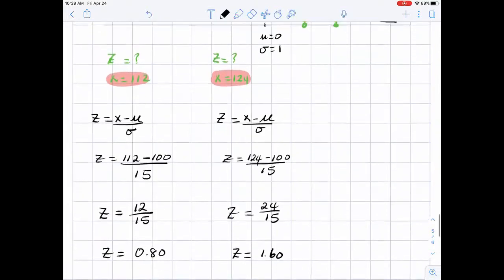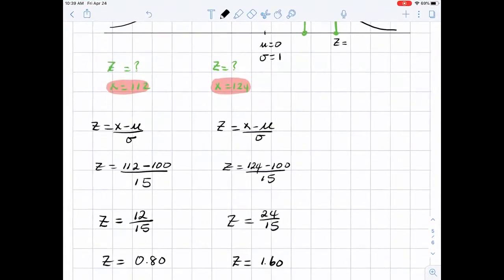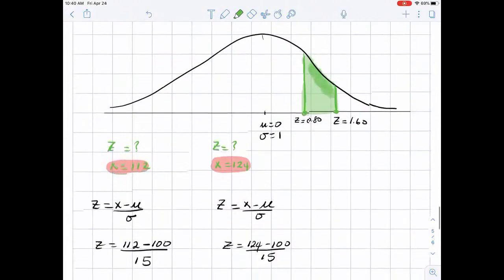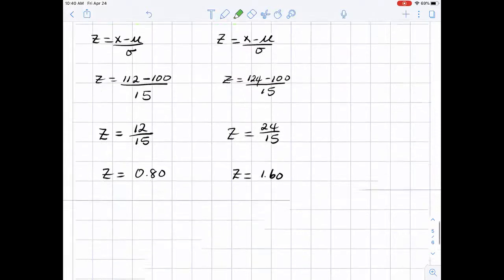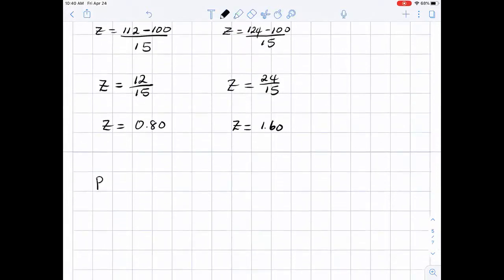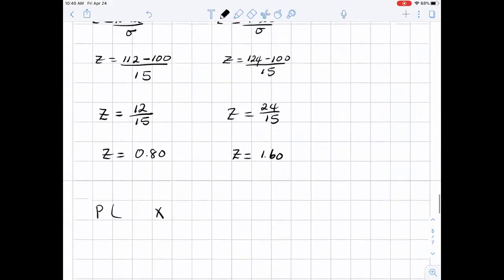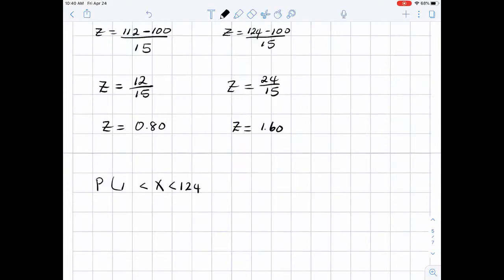So the values we've obtained now, this value here, z is equal to 1.60. This value here, z is equal to 0.80. And don't forget, we want, let's change color, this area here. So you guys should be now experts at finding that area, because last class we showed how to find area of a portion. So what do we have? Right now we know that you were given probability of x between 2 numbers. It was less than 124 but greater than 112. So the probability of x less than 124 but greater than 112 has converted to the probability of z less than 1.60 but greater than 0.80. You guys should be aware of how to write this.